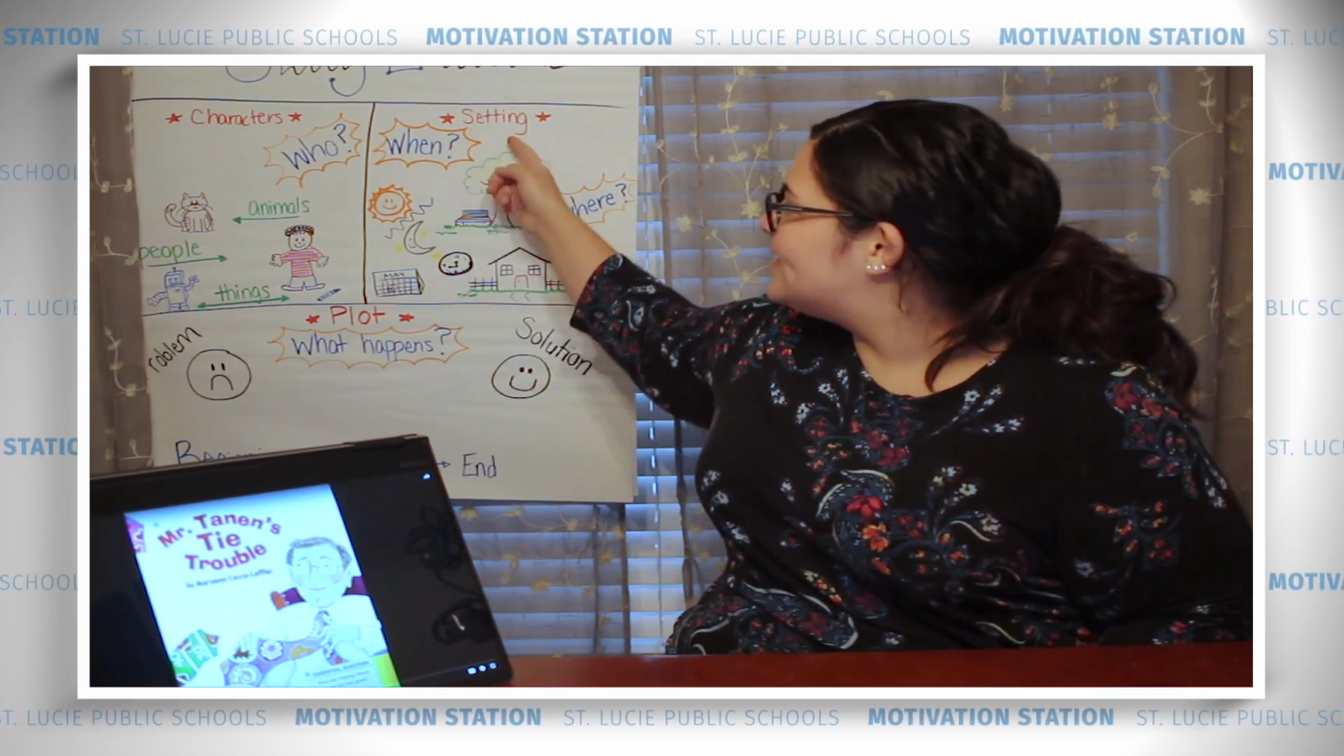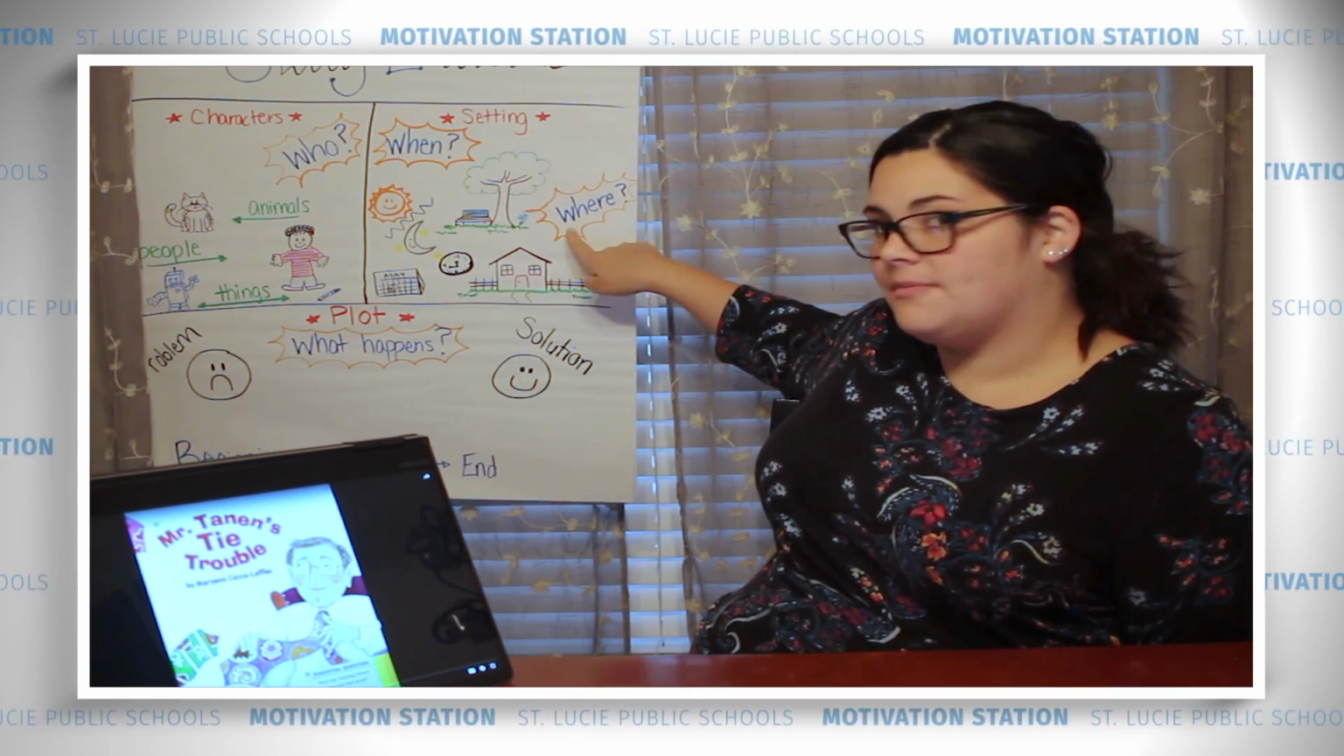So when we think about this text, Mr. Tannen's Tie Trouble, who are the characters in this story? I heard somebody say Mr. Tannen. He's our main character. He's the most important character in our story. We've got Mrs. Sweetapple, Mr. Crabapple. Excellent. The baker, the children, all of the people who are in this town that Mr. Tannen is trying to use to solve his problem, and the people he's trying to help by coming up with a solution. Great job.